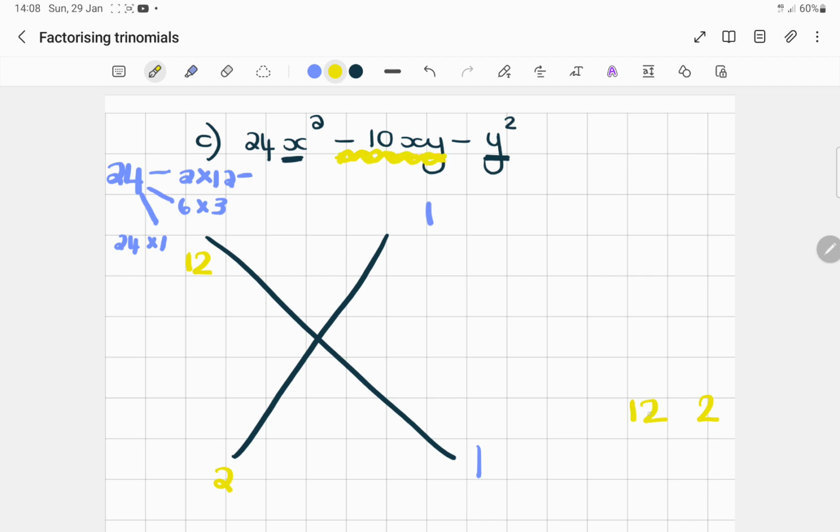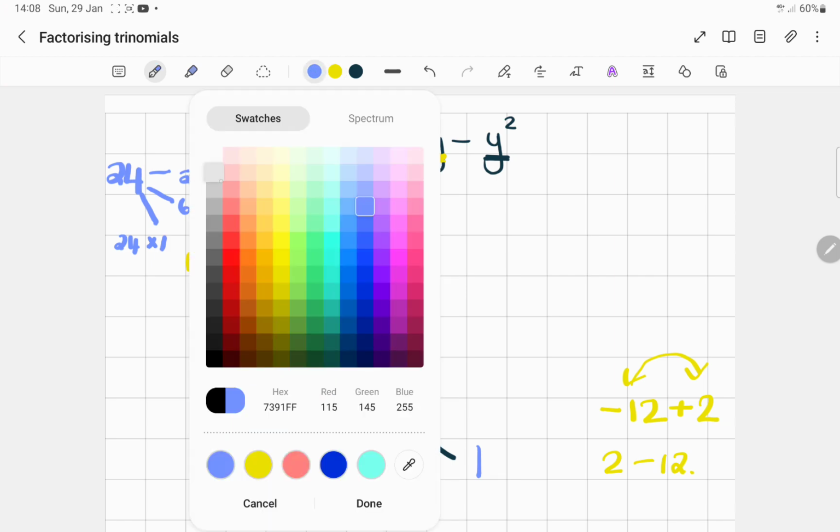Yes, I can say minus 12 plus 2. Or I can say 2, which is the same, minus 12, if you had it the other way around. Because if you're swapping the two terms, you can do that as long as the sign comes with.